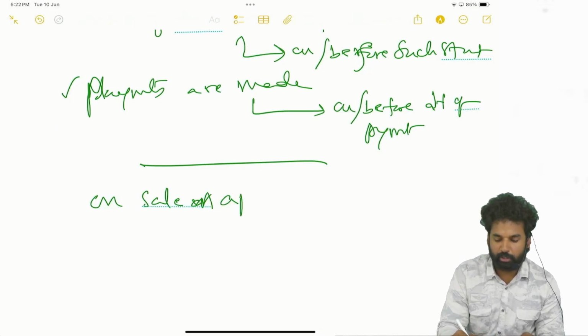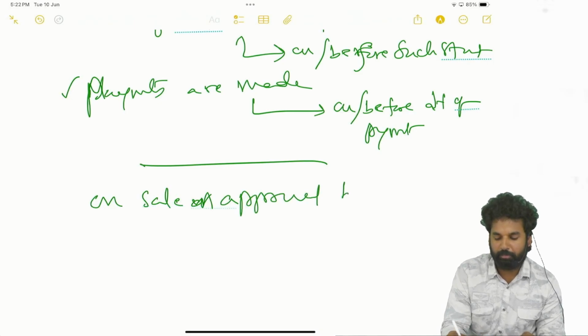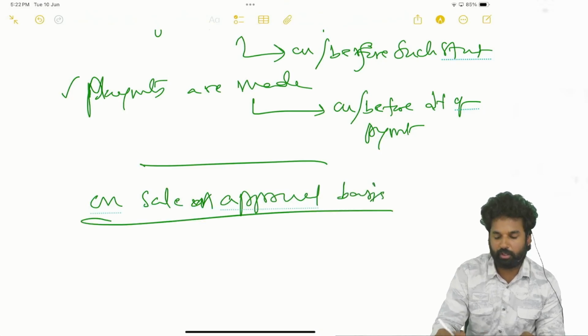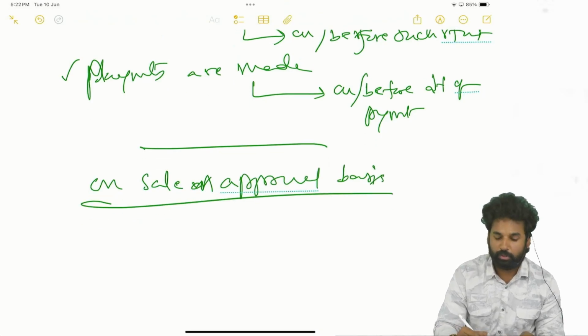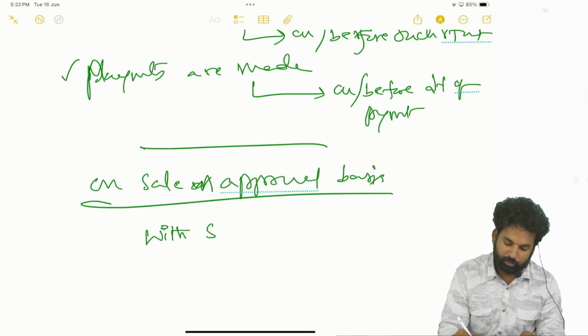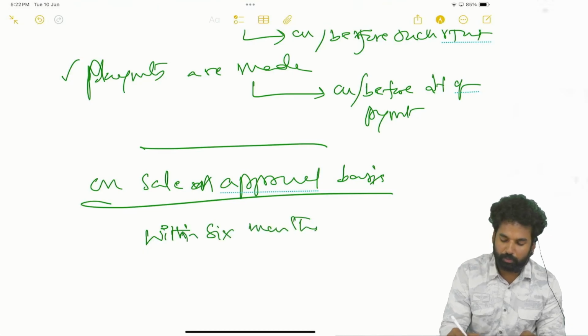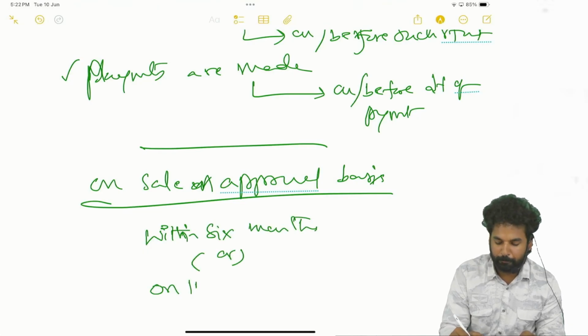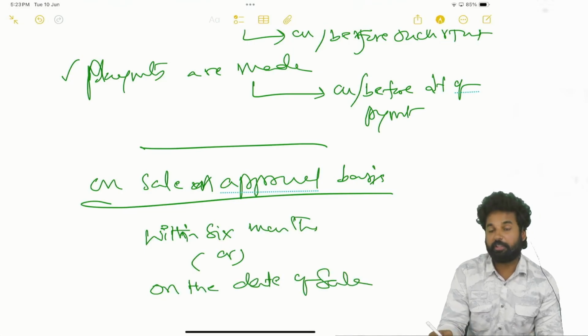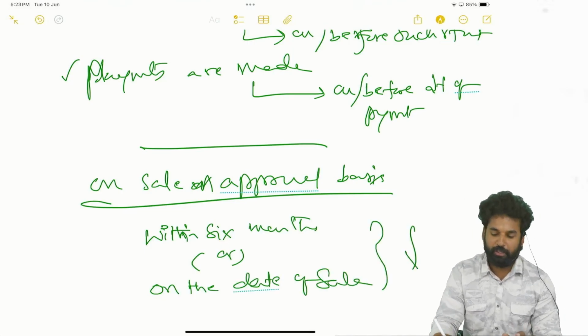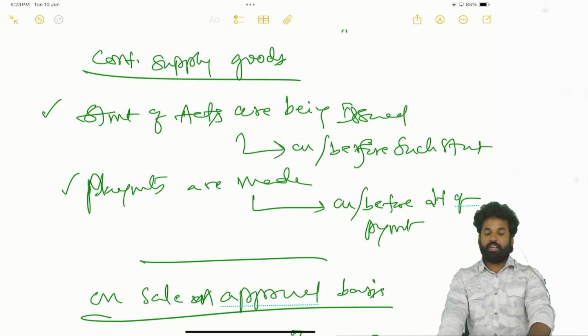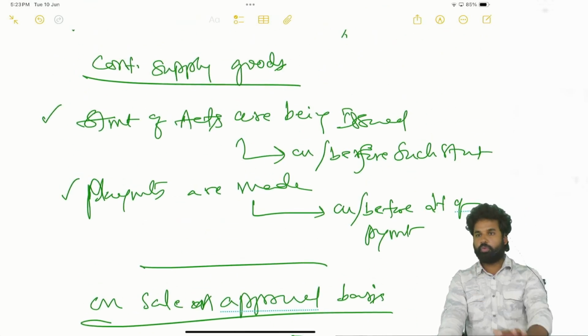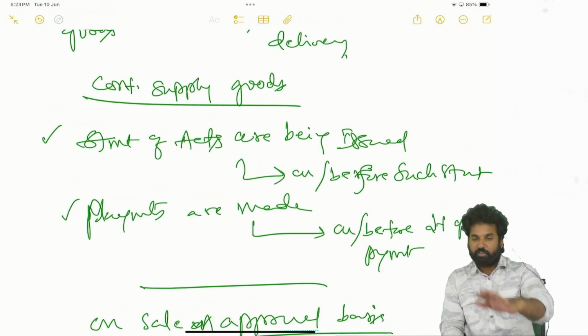on approval basis. In this case, invoice shall be issued within 6 months or on the date of sale, that is confirmation of sale, whichever is earlier. So this is the date of invoice with respect to goods, last date of invoice with respect to goods. So by this date invoice shall be issued.